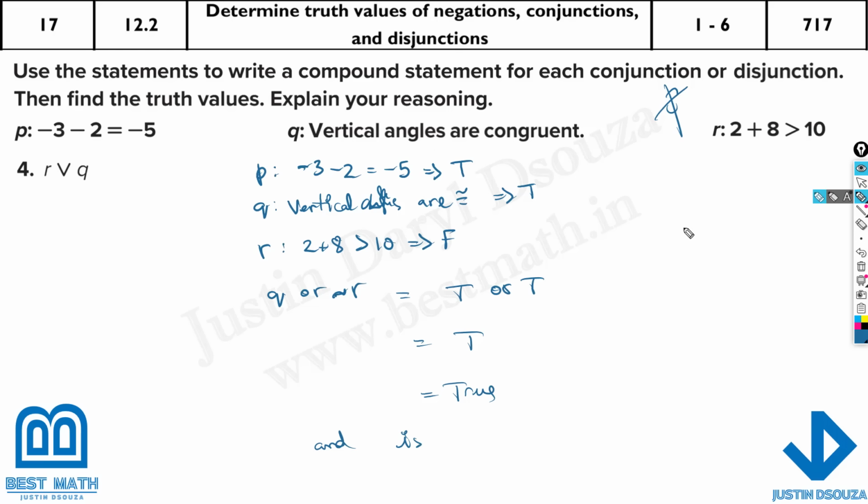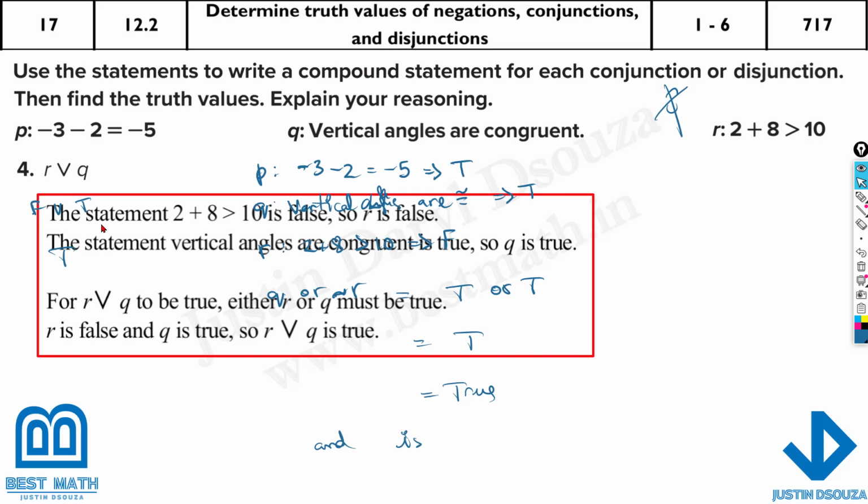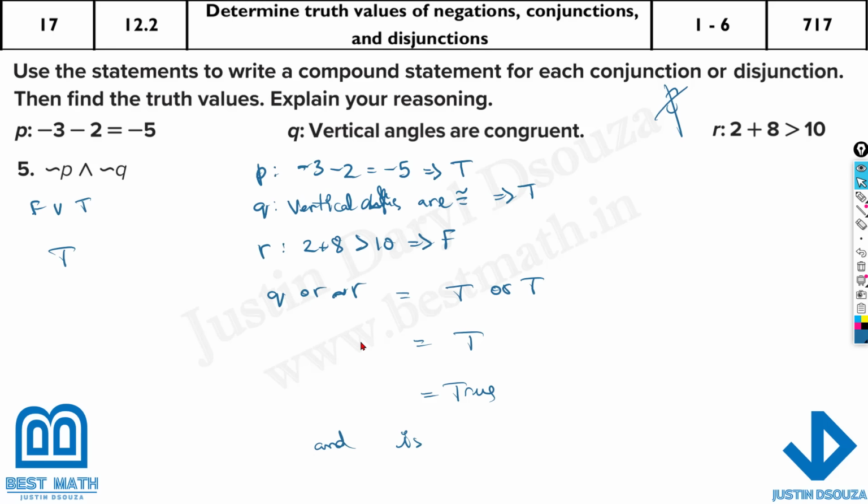R and Q. What is R? R is false, and Q is true, it'll become false. You need to write in detail. Statement R is false. Oh, sorry, it is not and, look here, it is or. I didn't realize this was or. If any one is true, then it is true. So this is an or condition. Statement R is false, but statement Q is true. Therefore, R or Q is true. Any one is correct. That's enough.